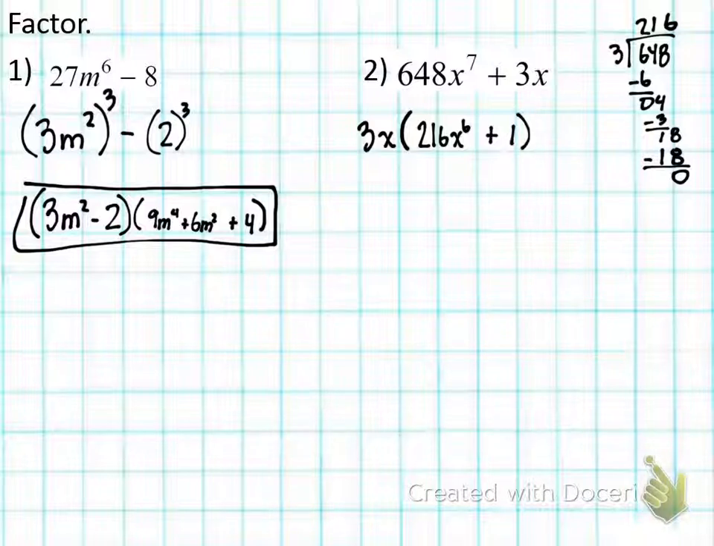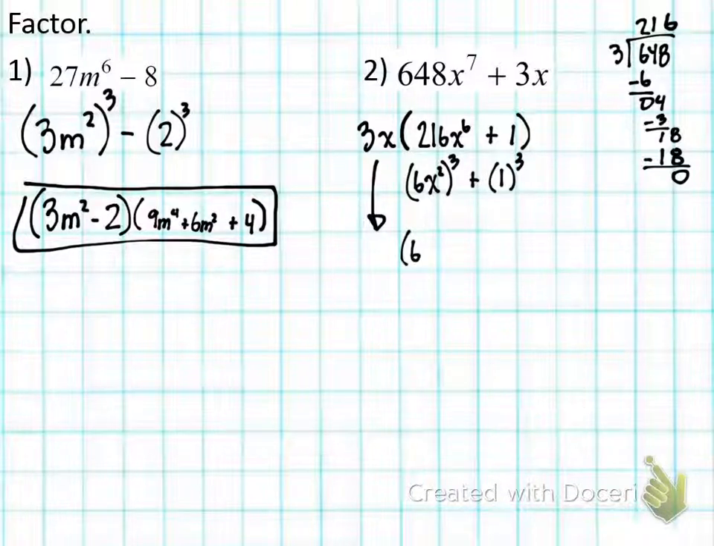Okay? Now I do what we did yesterday. We could ignore the GCF for now. I'm just going to write an arrow down to show that's where I need to bring it down to my final answer. And I'm going to work the rest out like I did on number 1. 216x to the 6th is just like saying 6x squared all raised to the 3rd power. And 1 is just like saying 1 to the 3rd power. This follows the form we learned yesterday. So we got 6x squared.